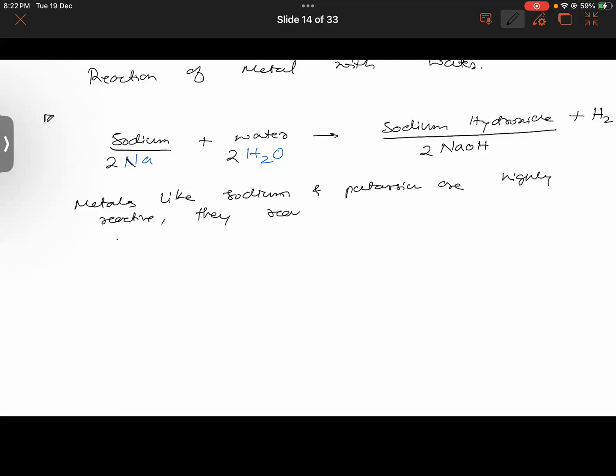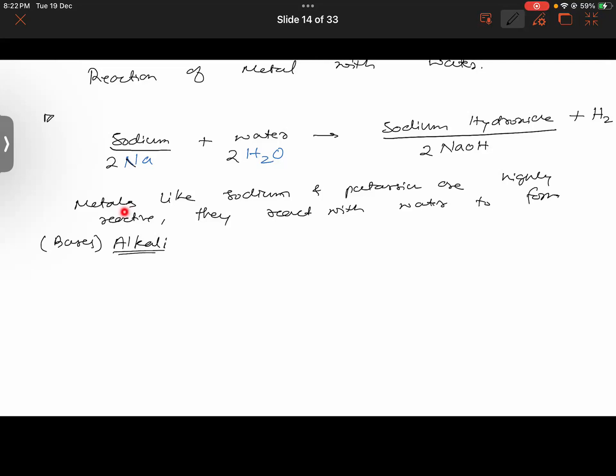They react with water to form bases. Okay, and bases we also call alkalis. Bases are also called alkali. Let me just write base if you are getting confused.